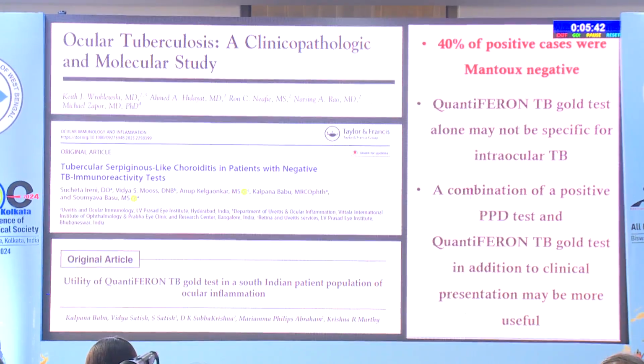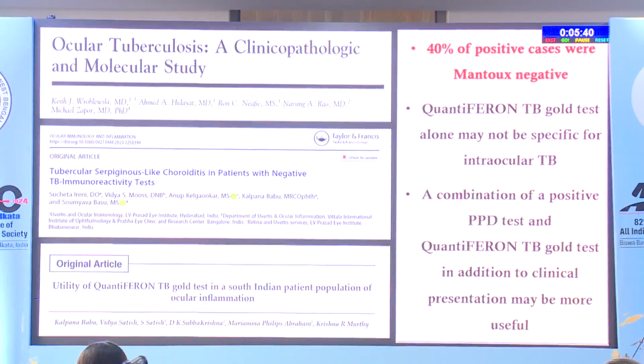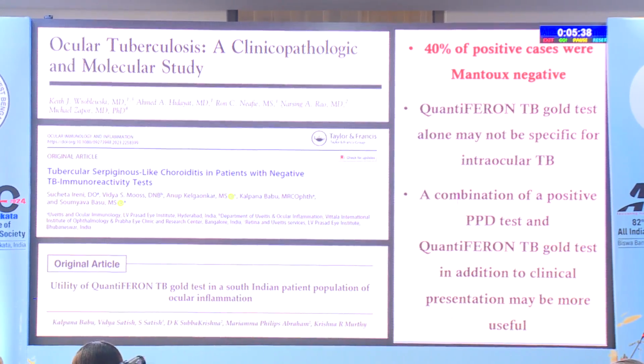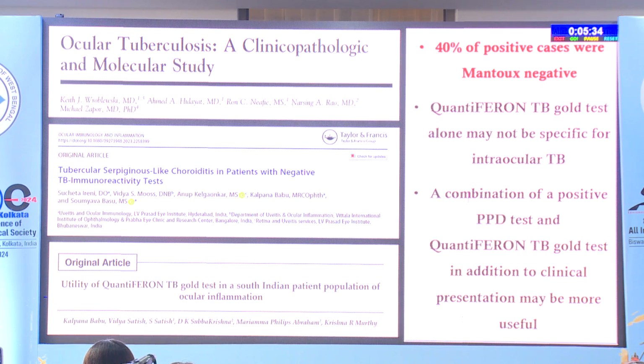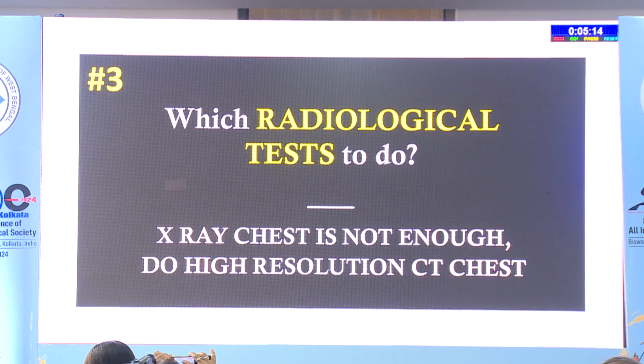Another landmark article by Soumyava Basu showed that tuberculous serpiginous-like choroiditis can occur in patients with a negative tuberculin immunoreactivity test. So don't keep the age-old view that you have to be Mantoux positive to have tuberculosis. On the utility of the QuantiFERON TB Gold test in the South Indian population, we found that the combination of a positive PPD test and QuantiFERON TB Gold test, in addition to clinical presentation, may be more useful.